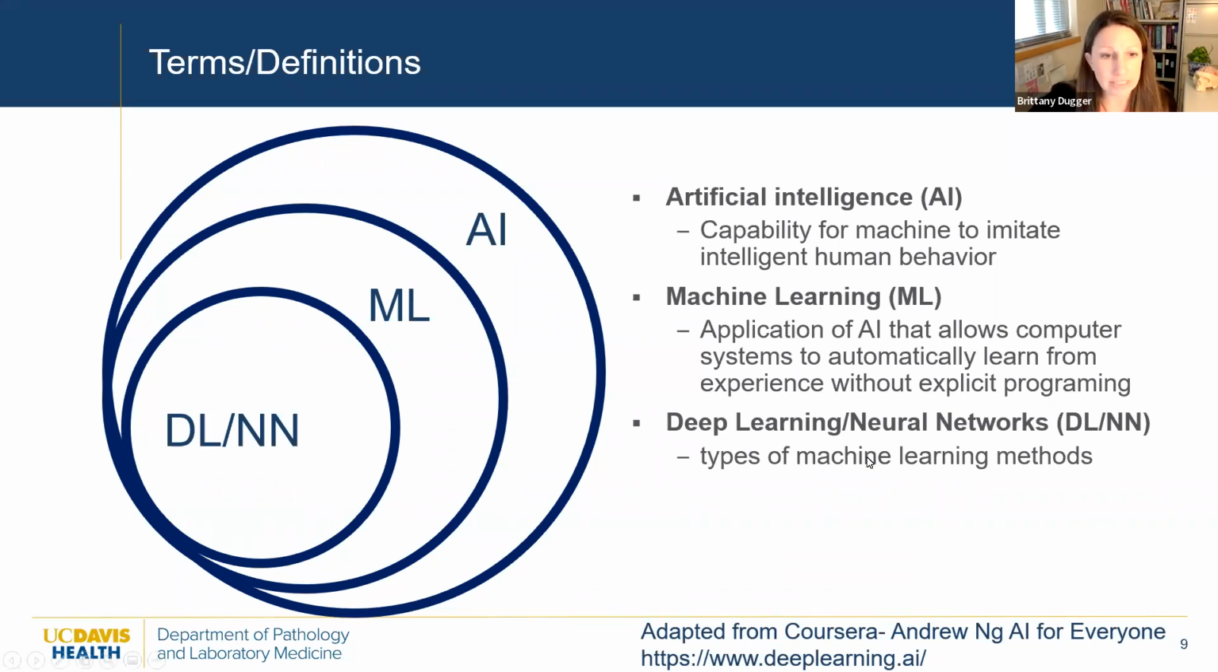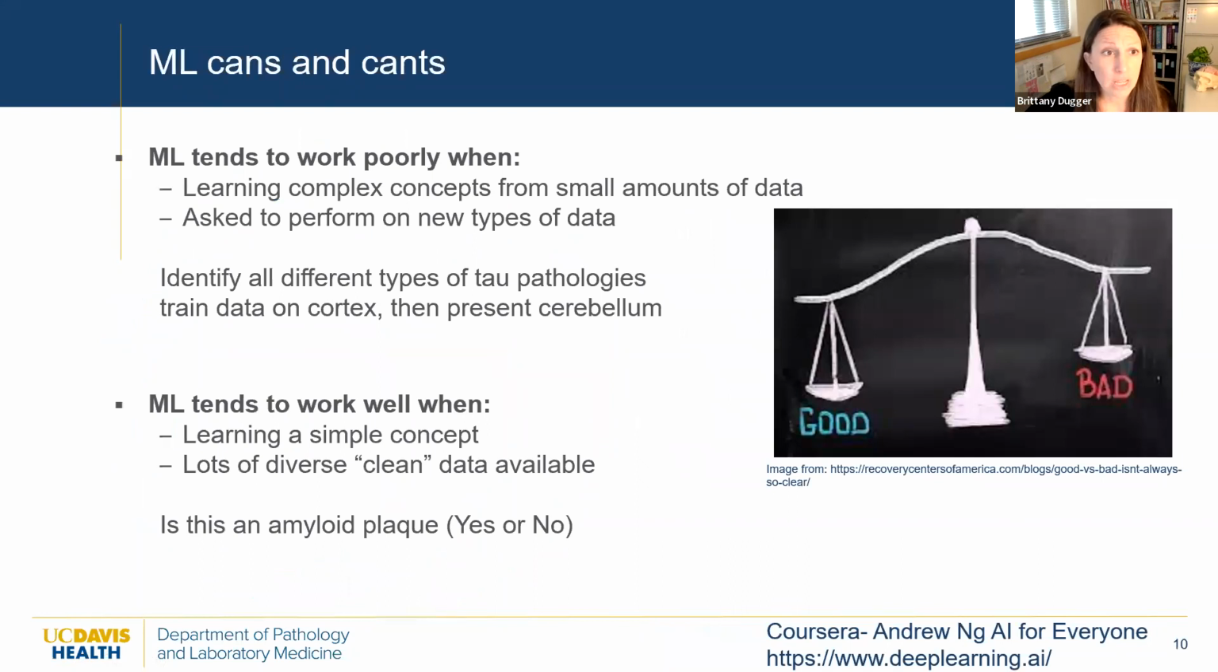Within that nesting is the deep learning aspect, and these are types of machine learning methods: deep learning and neural networks. Again, I'm just giving you an overview, and we have the panel here that can answer additional questions if you need. So those are some terms and definitions. Another important thing to note is that a lot of people want to use machine learning, but we have to take a step back and realize the cans and the can'ts.